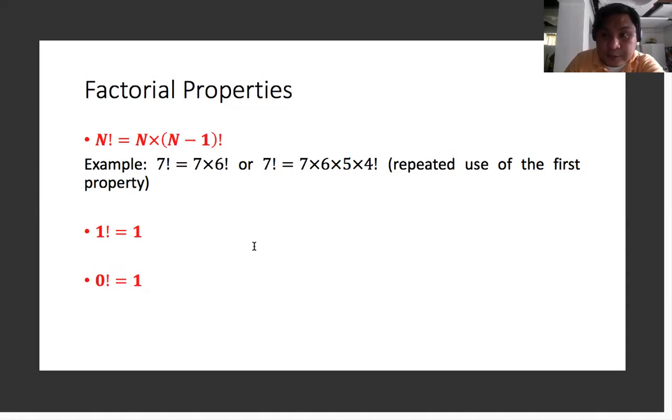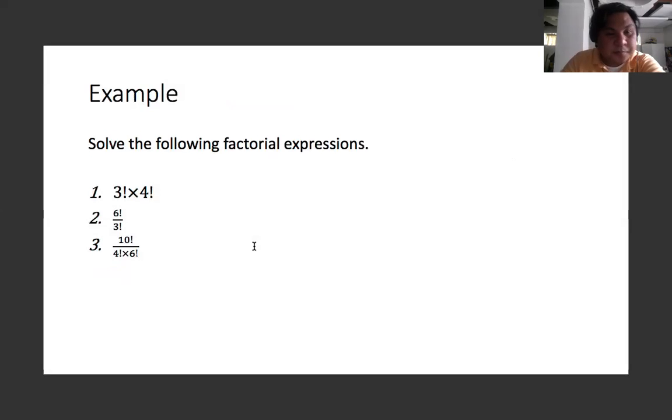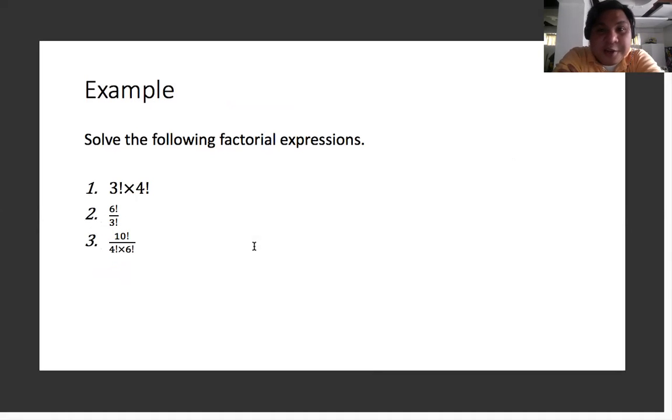All right, let's go over some examples on how we can calculate factorials. Right, so here we have 3 examples wherein we're going to solve them. Okay, and these expressions do make use of factorial symbols. So the first one, we have 3 factorial times 4 factorial. The second one, we have 6 factorial divided by 3 factorial. And the third one, we have 10 factorial all over 4 factorial times 6 factorial.